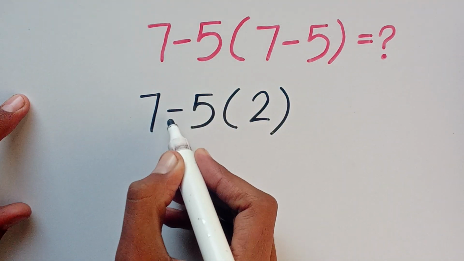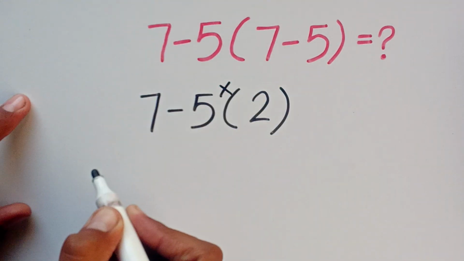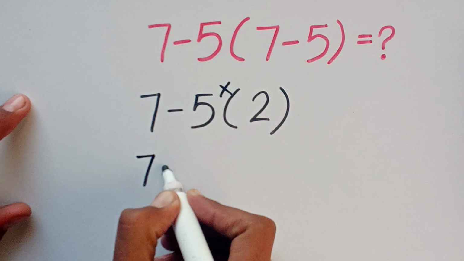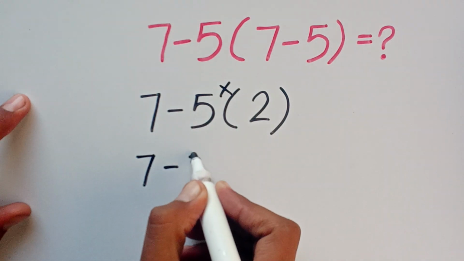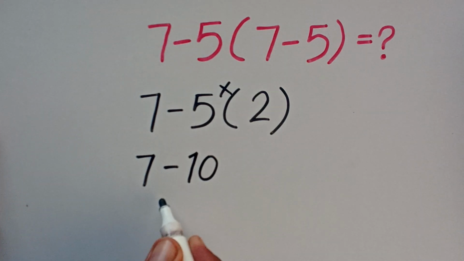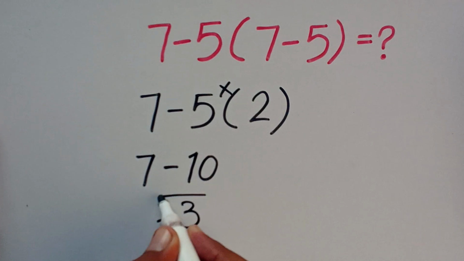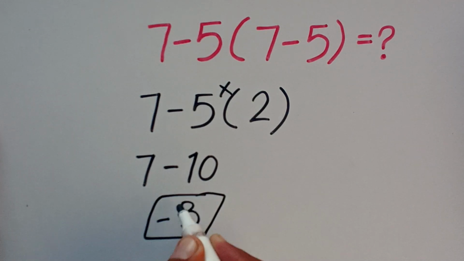Multiplication has higher priority than subtraction, so first we solve this multiplication. 5 times 2 equals 10. Okay, now here 7 minus 10 equals negative 3. This is the final answer of this math question.